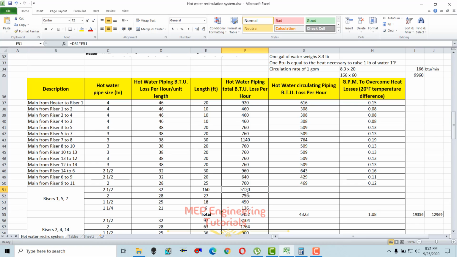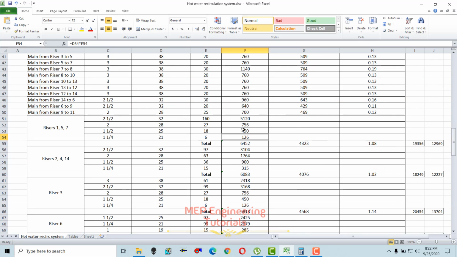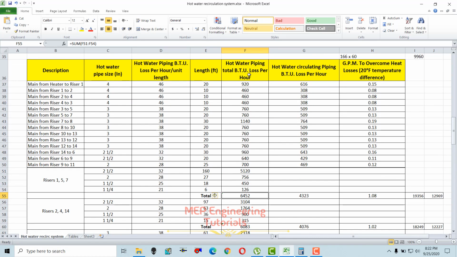And what you have to do, again you have to multiply in order to get your hot water piping total BTU loss per hour. You just need to multiply the length with the per unit length BTU loss. So you will get the total piping loss in BTUs per hour. So same way you have to do for this one and this one. So once you are done with this, you have to just get the total of these values, total heat loss for the hot water piping.